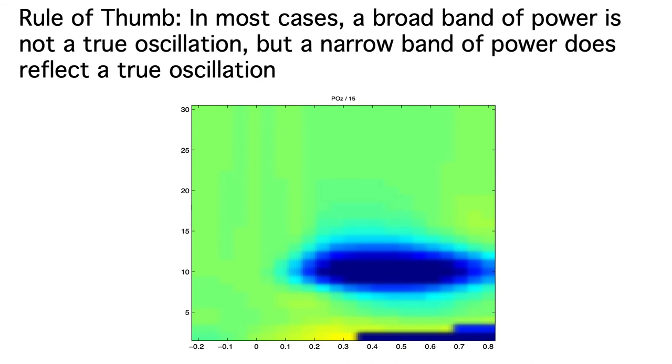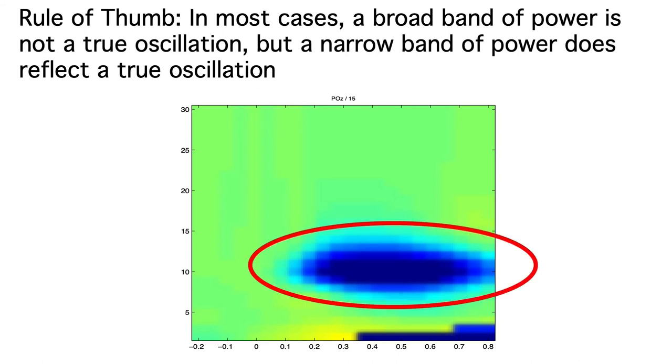Here's an example of a true oscillation from an experiment looking at alpha band EEG activity. You can see a band of activity that lasts for a long period of time, but is limited to a relatively narrow range of frequencies from around 8 to 12 Hz. That's the typical pattern for a bona fide oscillation.